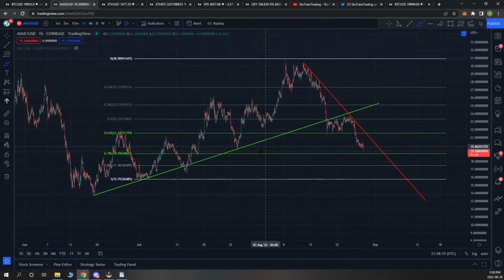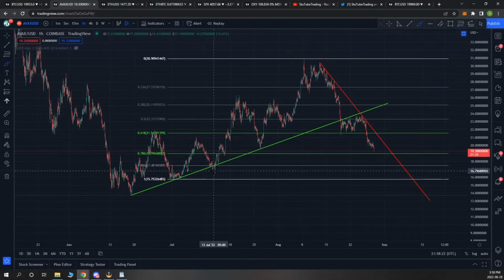Where do you have that 786? I missed the part where you drew that fib. Oh, the fib, I have it pulled from, let's say, the 3rd of July lows up to the August 8th highs. Pulled bottom to top.